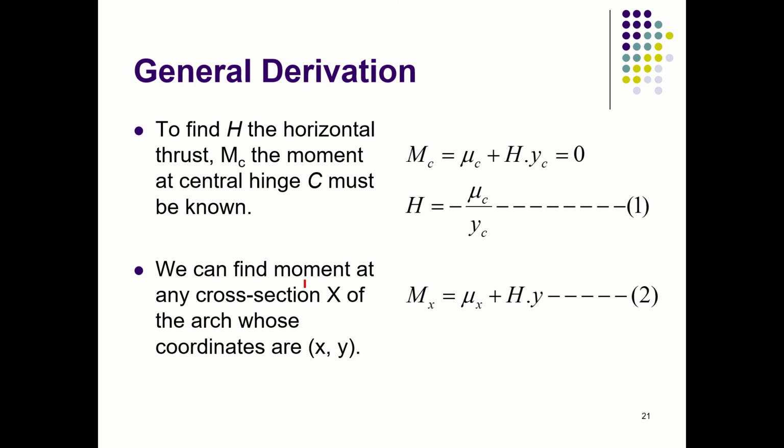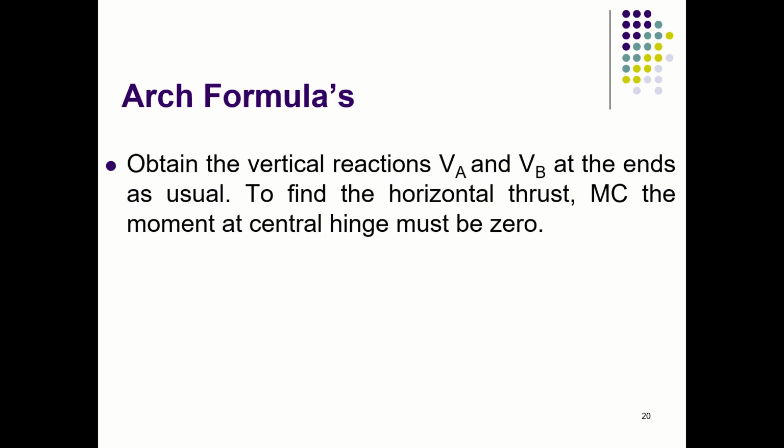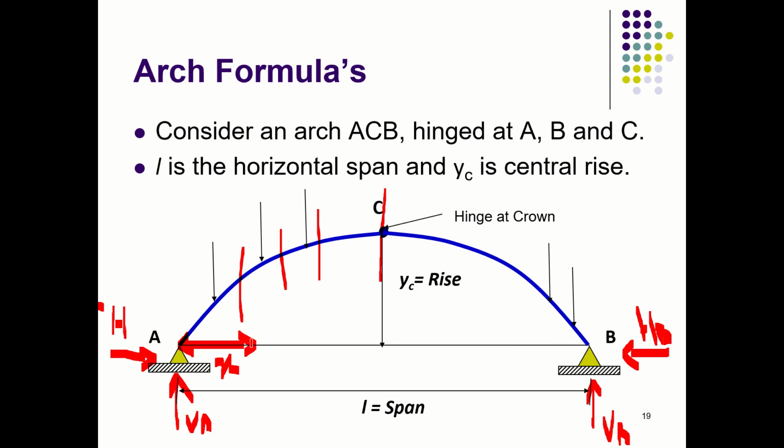Now we can find moment at any cross section X. See, this is at specific point C, which is internal hinge, right? But you can find it at any section, for example over here or right here or right here. You can find it at any distance X from the support A. So you put the value of X and you get your answer. So Mx is equal to, put X instead of C, is equal to mu X plus H into Y. Y will be the vertical distance of that point. For example, if you are taking this, so this is Y, right?